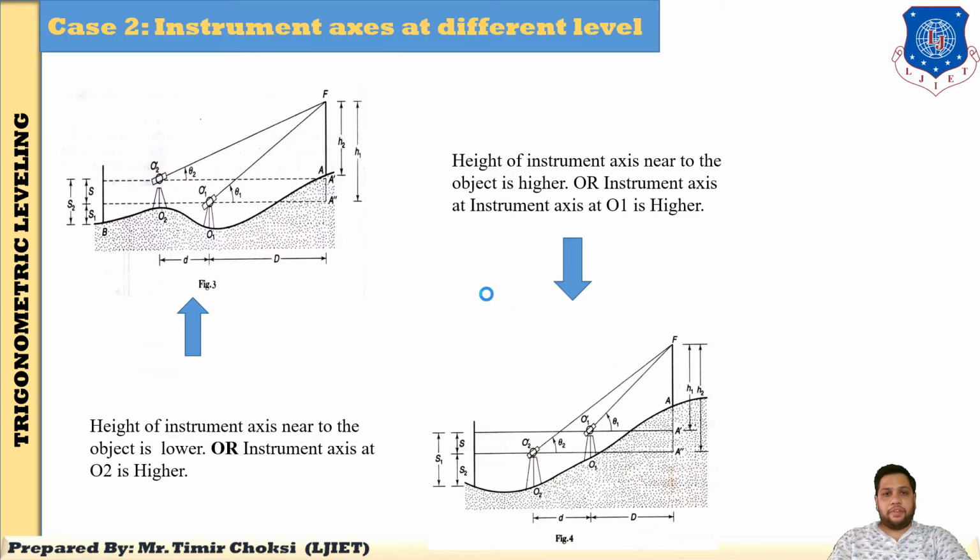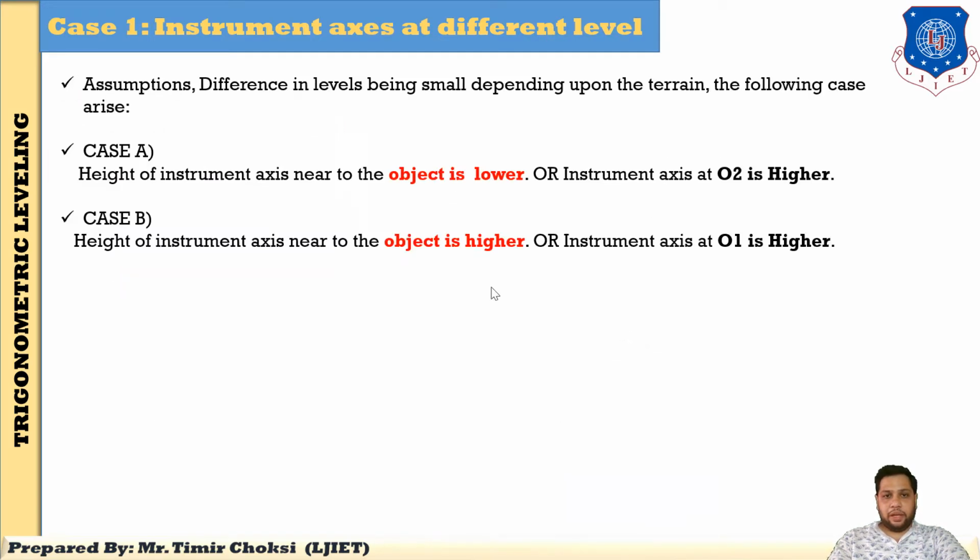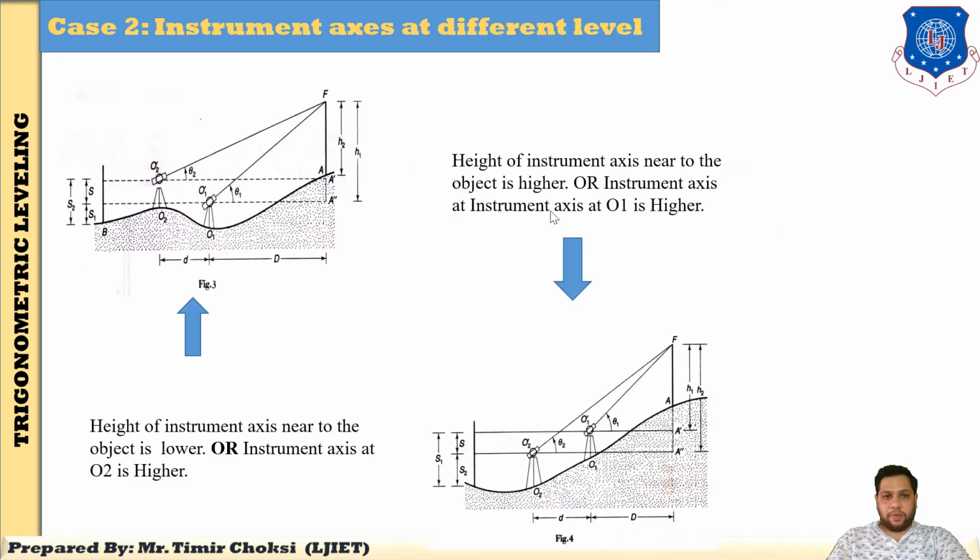Now I give one example so you clearly understand. These are O1 and O2 instruments. FA is our object. Here it is clearly seen that O1 is near to the object and its side is lower. Similarly, O2 is on the higher side. So you have to write that the height of the instrument axis near to the object is lower, and instrument O2 is higher.